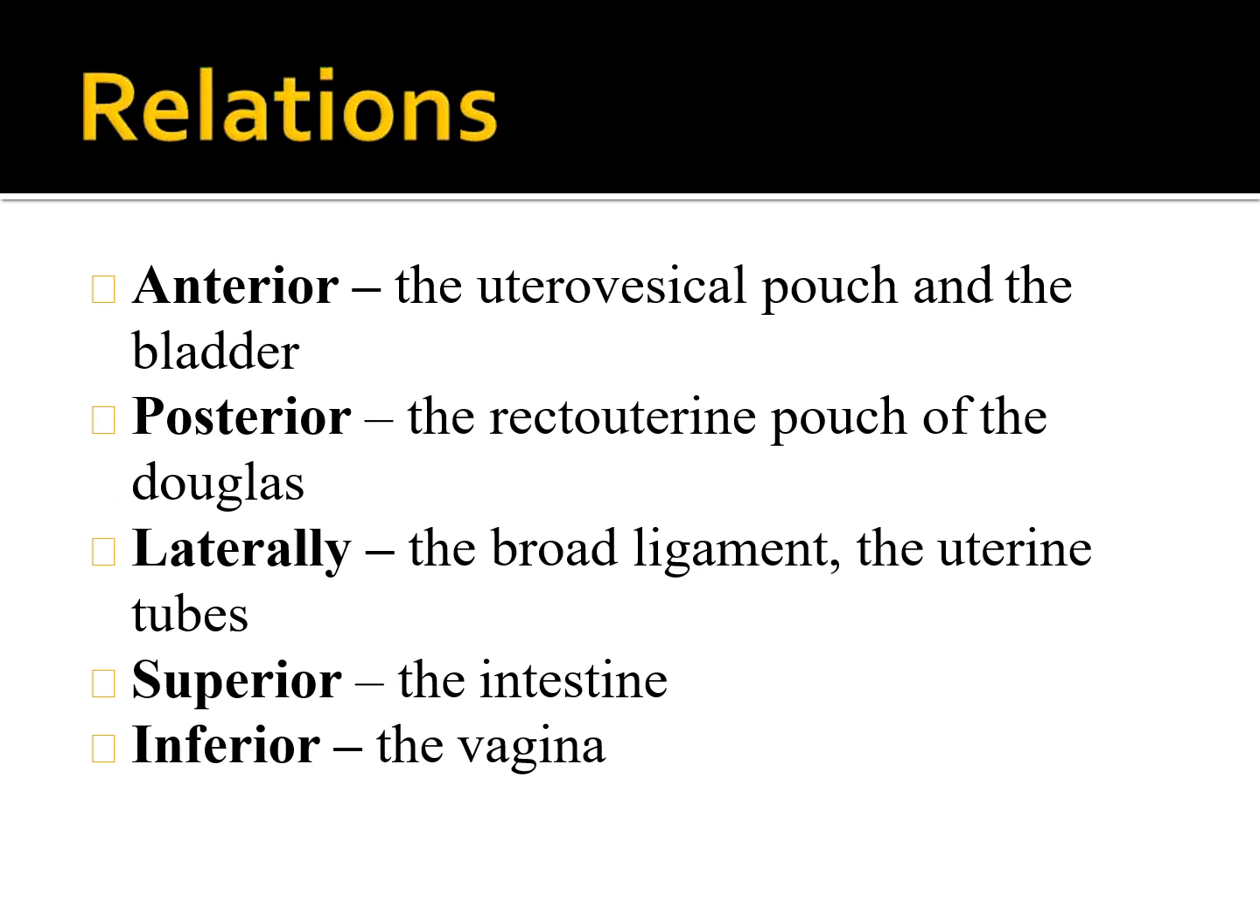The structures which are related to the uterus: anteriorly you can see the uterocervical pouch and the bladder. Posteriorly is the recto-uterine pouch of Douglas. Laterally are the broad ligament and fallopian tubes. Superiorly is the intestine and inferiorly the vagina.